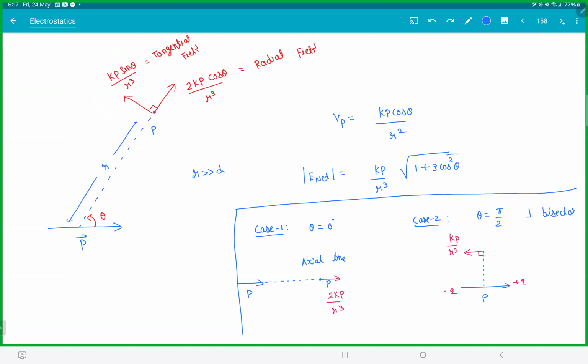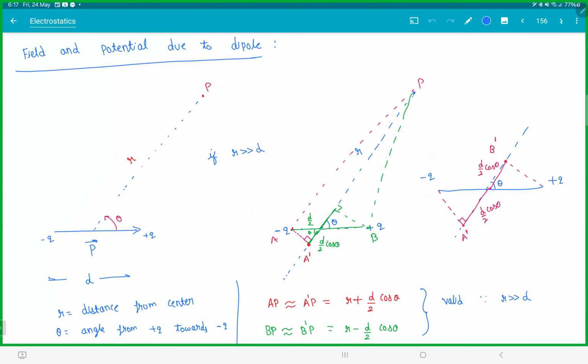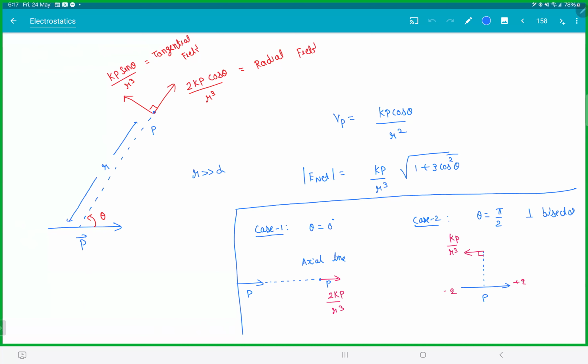So this is especially useful to find the field and potential due to a very small charge. The plus q and minus q are pretty close. If you try to actually do it with full calculations, you will get the same answer, but it will be complex. So ideally, what we're doing is the approximation in the beginning, and then we are solving. You need to copy this down. We are going to do problems based on this, so note it down.